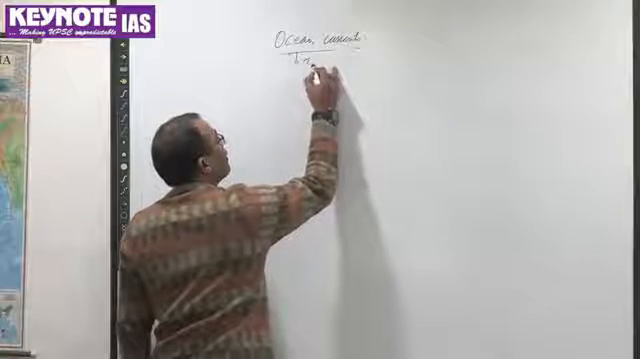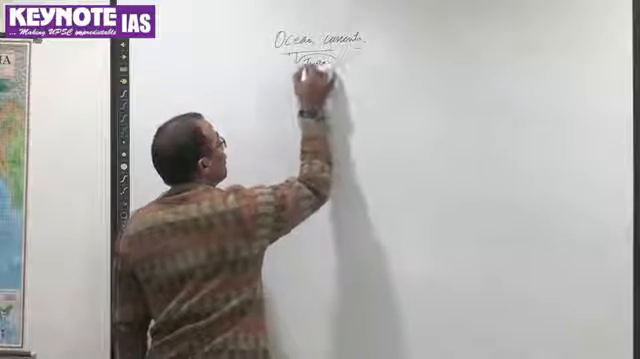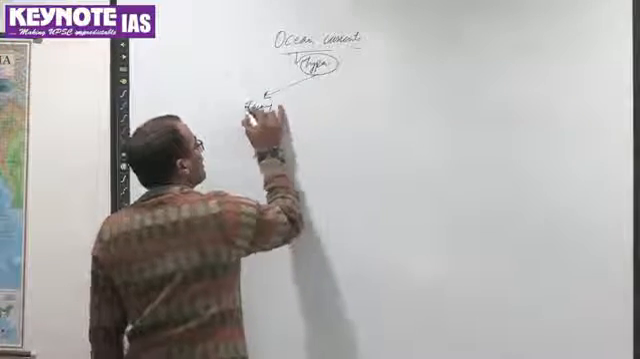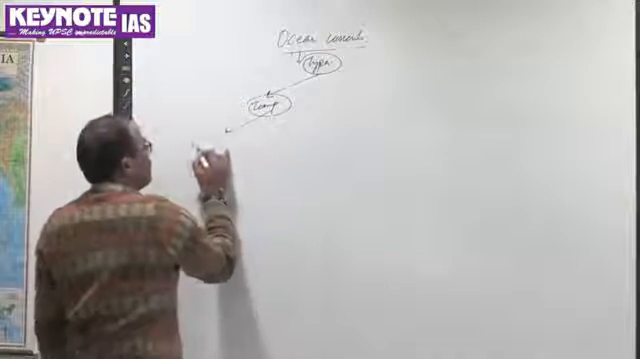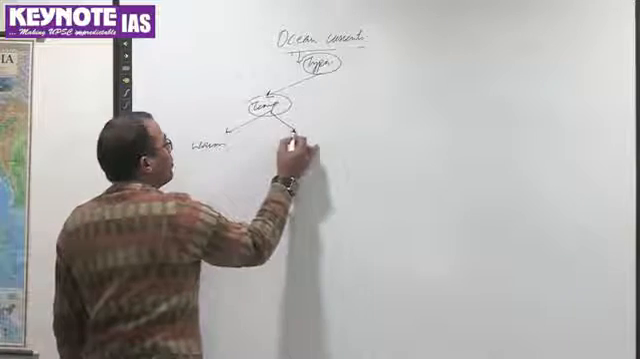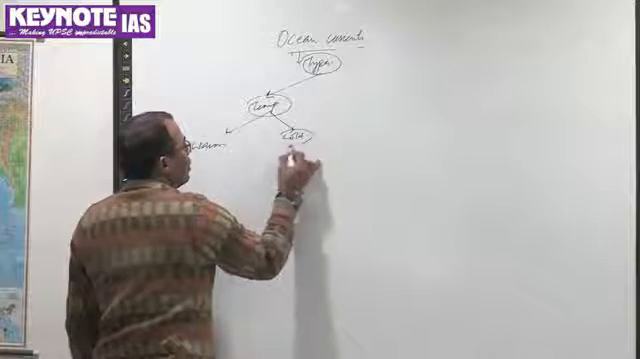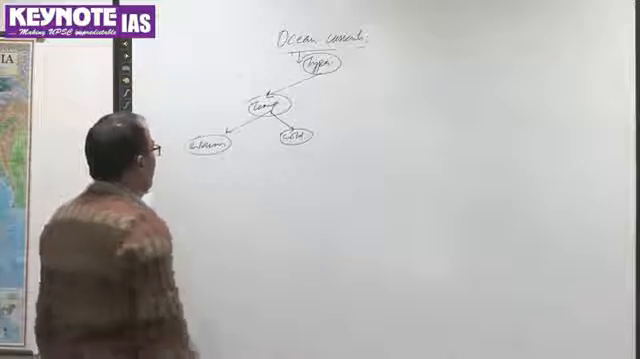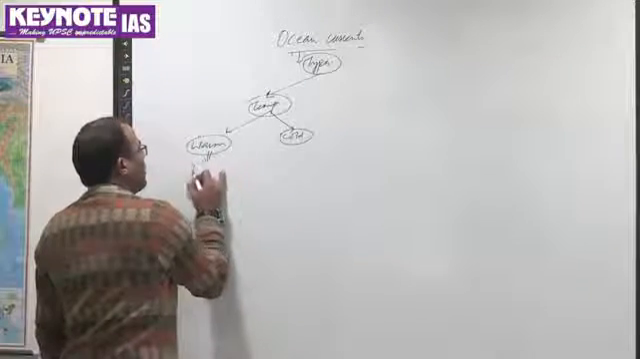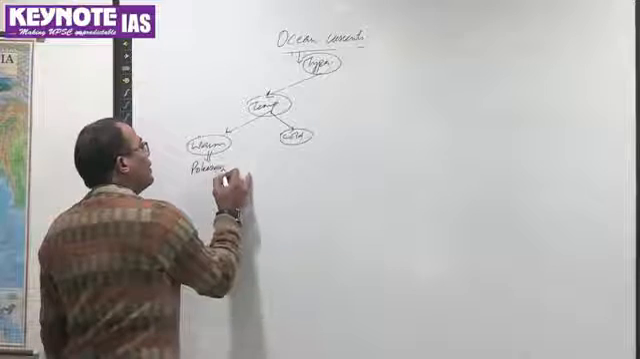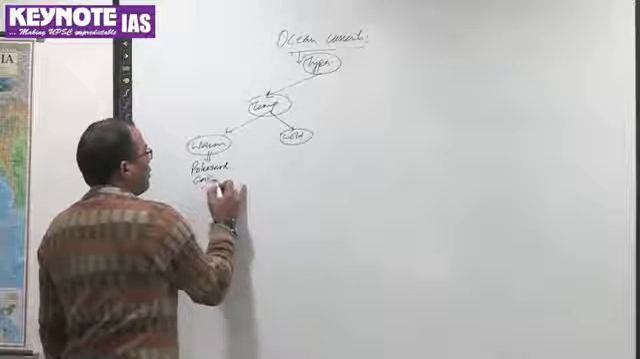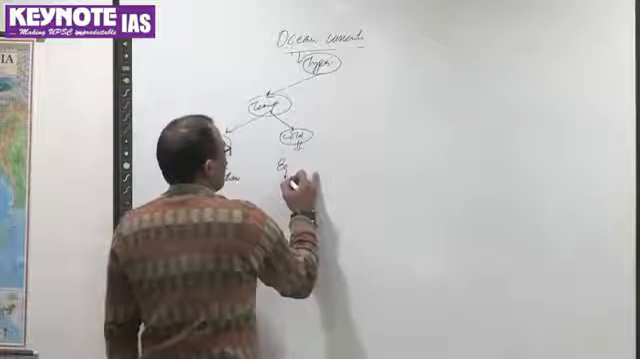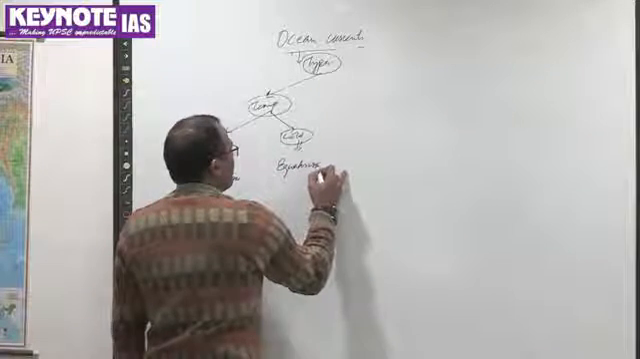Types. On the basis of temperature, it may be warm and cold. It's very comparative as compared to the surrounding area. Basically, poleward movement. Then we have equatorward movement.